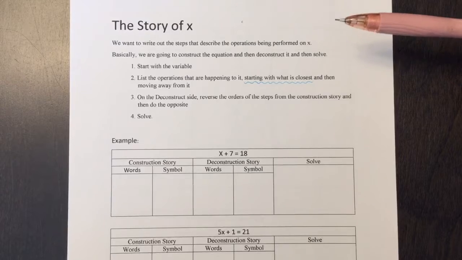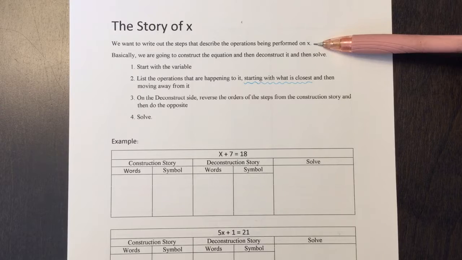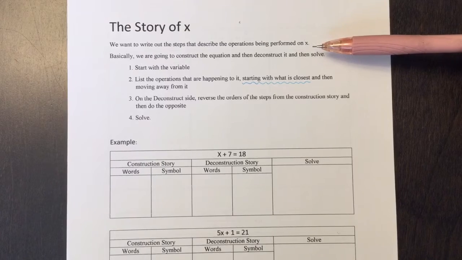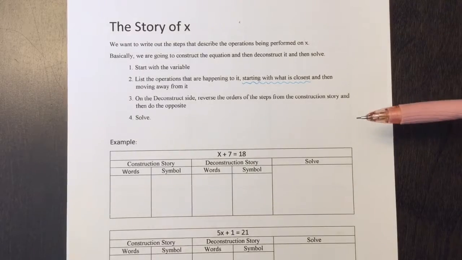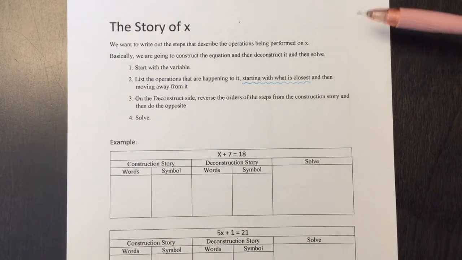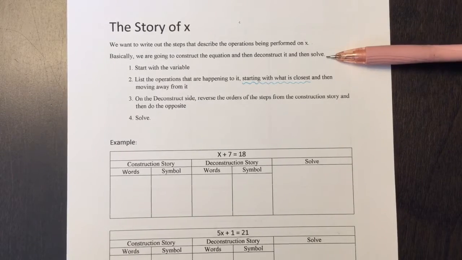What we pretty much want to do is write out the steps that describe the operations being performed on x. When we have simple equations, this isn't really necessary, but as things get more complicated, this becomes very handy. I'll always show you both ways, and you can choose which way works best for you. I'm going to do this video in its entirety. I suggest that you watch one section, pause, watch the next section, pause, and so on. Basically, we're going to construct the equation, then deconstruct it, and then solve it.